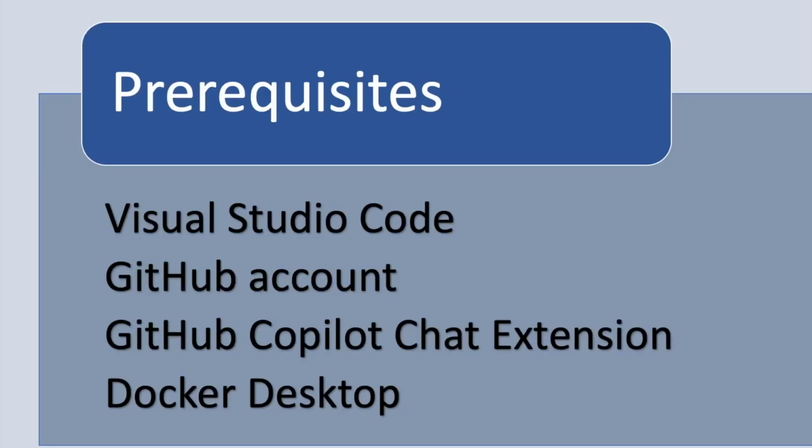In order to continue with this video, the prerequisites are that you have Visual Studio Code, and I suggest you update to the latest version. You also must have a GitHub account, and you should add the GitHub Copilot chat extension into your Visual Studio Code. And you also need Docker Desktop because we're going to run a Time MCP server in Docker.